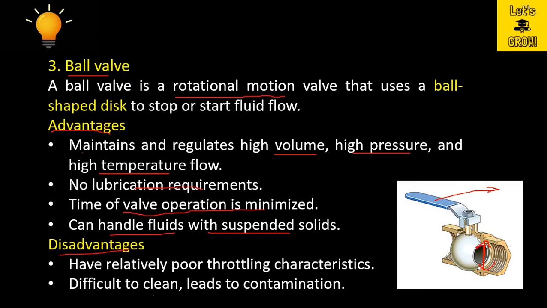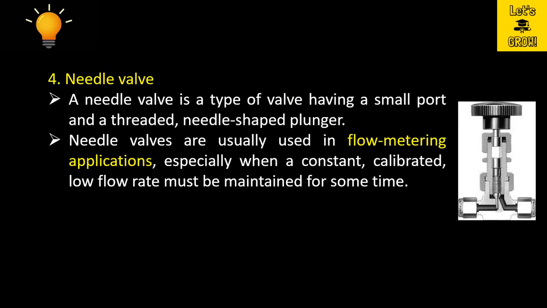And what are the disadvantages? It has relatively poor throttling characteristics. It means that with the passage of time this valve will wear out. Here no lubrication is required and the disc is ball-shaped, but when we frequently use this type of valve, it will wear down. So the throttling characteristic of this type of valve is poor, and it is difficult to clean due to its shape. It leads to contamination.